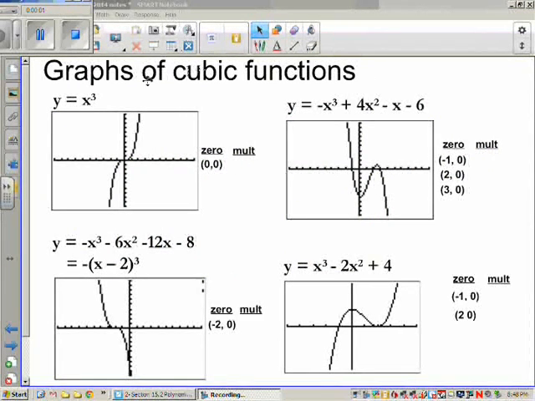And now let's take a look at some graphs of cubic functions. We have y equals x cubed. It looks like a direct variation there. It goes through the origin. It has a single zero, you could say, in terms of real values, but it has multiplicity 3. So we would say it is a triple zero. It has 3 real zeros. They're just all the same value.